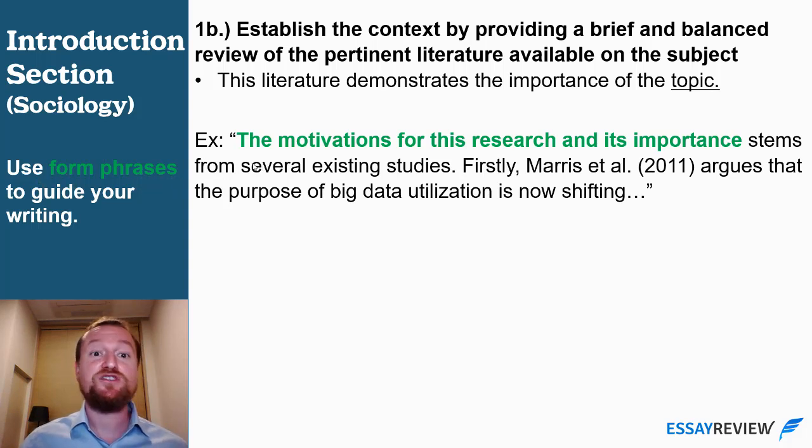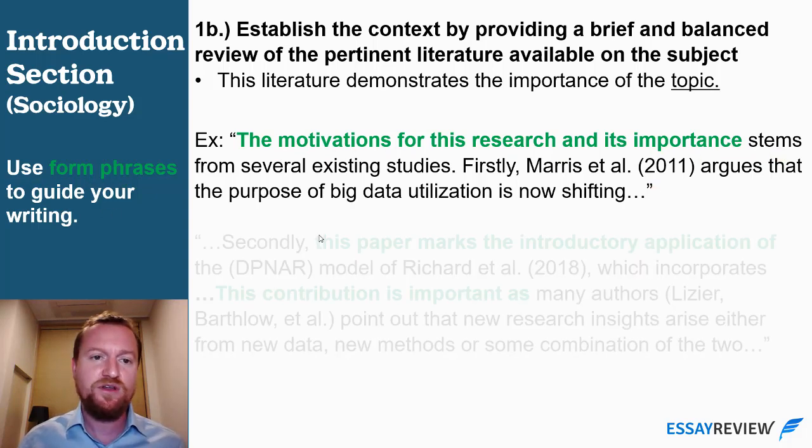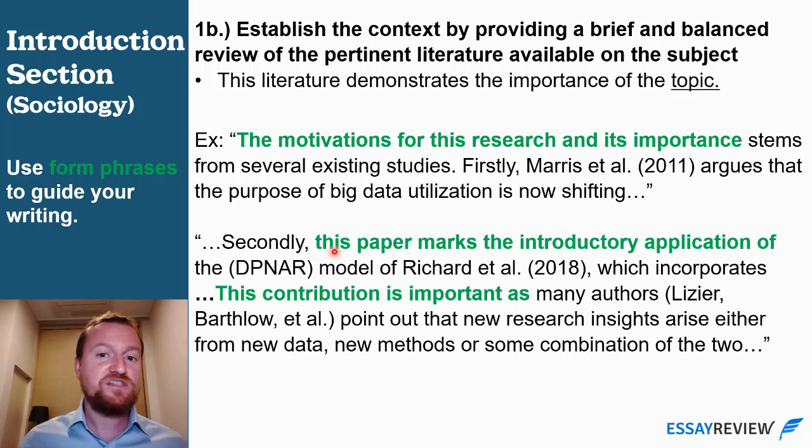So these are some form phrases that will signal to the reader what you are discussing. For example, "The motivations for this research and its importance stem from several existing studies." Whenever you see these form phrases, note that you can use these in any study. This is not plagiarism to use these, but they tell the reader right away what the rest of the information is about. So form phrases are very important to use. Secondly, "This paper marks the introductory application of this method, this model." So you're discussing the model based upon previous studies and the models used. "This contribution is important," as now you're discussing the importance of this study.